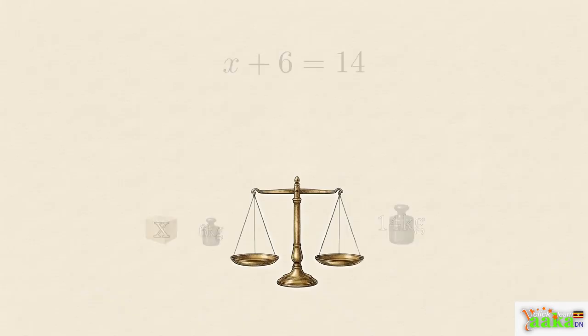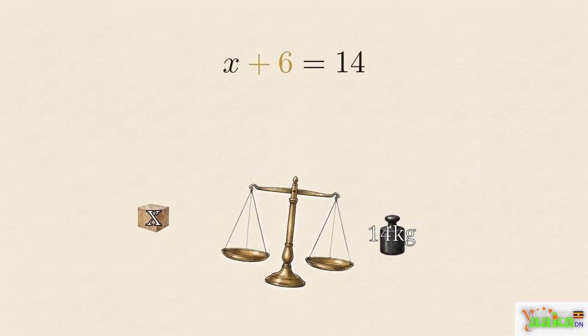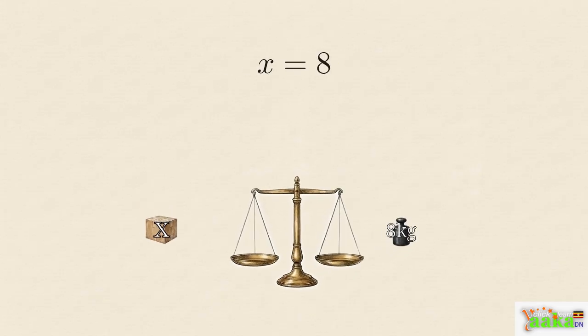An equation is like a balanced scale. X plus 6 equals 14. Removing the 6 kilogram weight to isolate x tips the scale right. To restore balance, we do the same operation on the other side, subtracting 6. It balances again, revealing x equals 8.